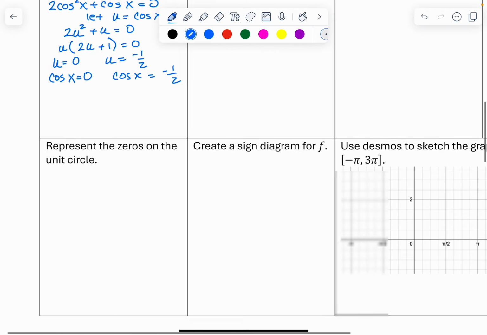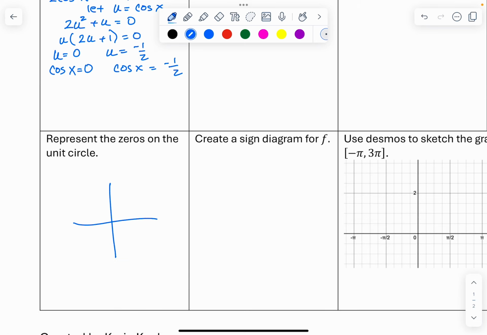So here's the unit circle spot for us. Where is cosine of x equal to 0? Cosine is the x value. It's equal to 0 at pi over 2 and at 3 pi over 2. Where is cosine equal to negative 1/2? This would be 2 pi over 3, and this would be 4 pi over 3. I can label this as pi over 2, like I said, and this is 3 pi over 2.